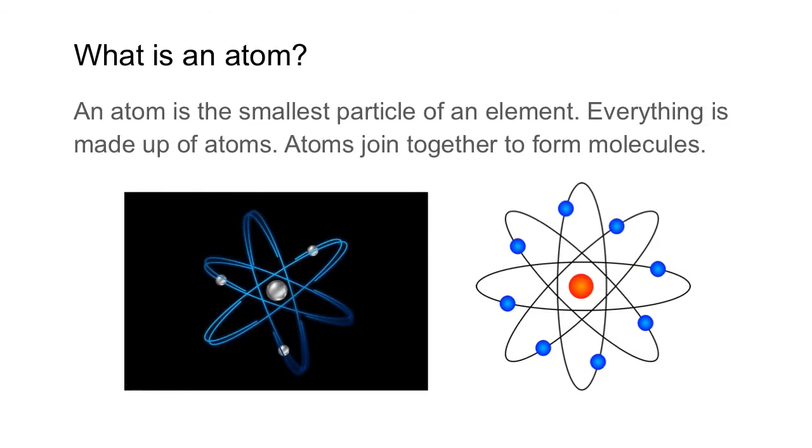Okay, so we have talked about atoms a little bit in the past, but we really haven't taken many notes on them or dived very deep. So what is an atom? An atom is the smallest particle of an element. Everything that's matter is made up of atoms. So everything that has mass and volume is going to be made up of atoms.